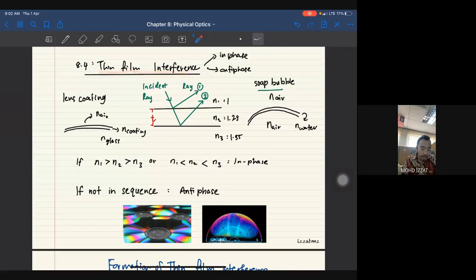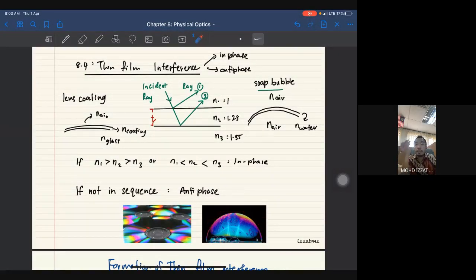Okay, example for thin film interference. By its name, nama dia pun dah thin film kan. So the surface yang very thin. In fact, yang N2 ni, yang T ni is very small, biasanya millimeter, at most millimeter. Centimeter pun dah too thick. So they're less than that. Example dia adalah water bubble.